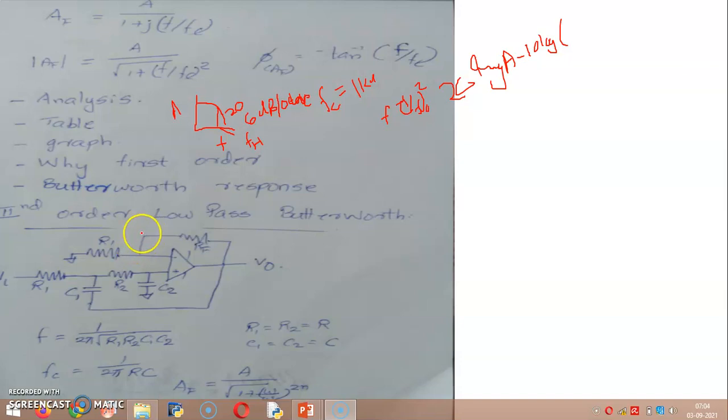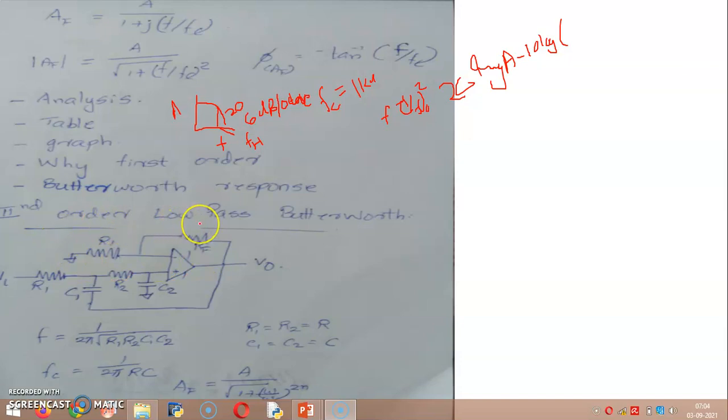Now let's consider the case of a second order low pass Butterworth filter. Most often this will be asked as an essay question for the examination. The idea, of course, you must make yourself, but you will have to present this idea in an organized manner. In the beginning, write a small introductory sentence.